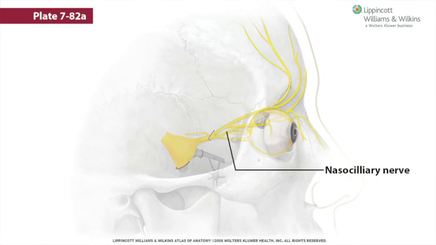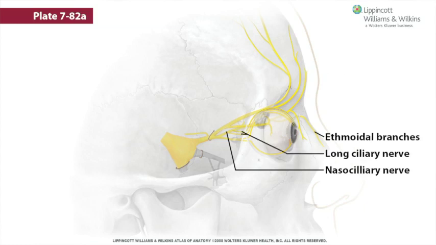The nasociliary nerve branches into ethmoidal branches, the long ciliary nerve, and the infratrochlear nerve. The ethmoidal branches run medially through the ethmoid bone to innervate mucosa of the anterior nasal cavity. The long ciliary nerve provides touch sense to the medial half of the eyeball. The infratrochlear nerve runs anteriorly, passes inferior to the trochlea, and innervates skin on the medial edge of the upper eyelid and over the bridge of the nose.